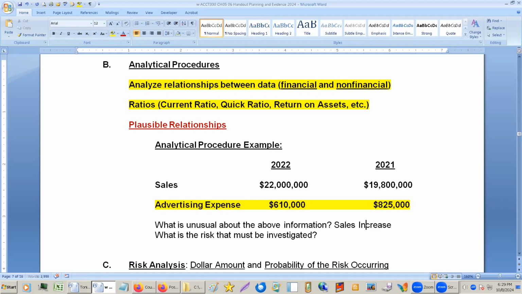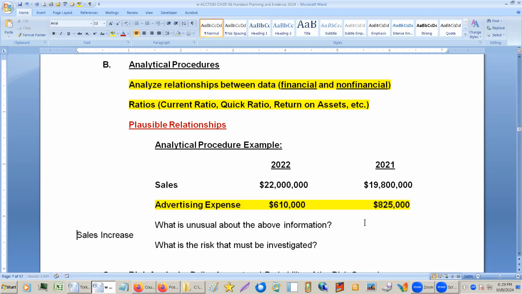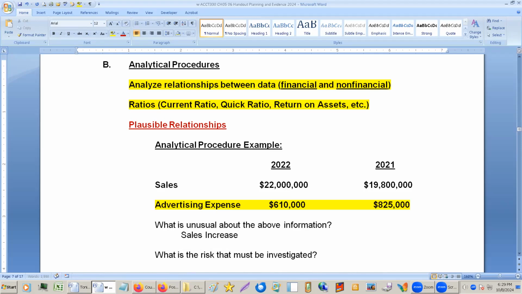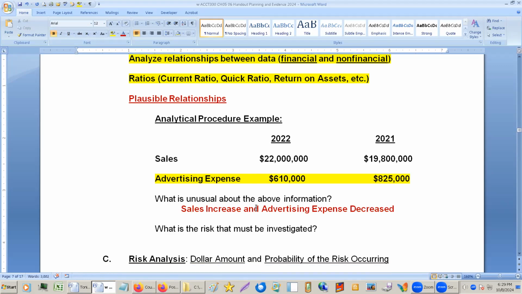I'm going to put it down underneath, actually. I didn't give myself much room here. So what's unusual? Sales increased while advertising expense decreased.